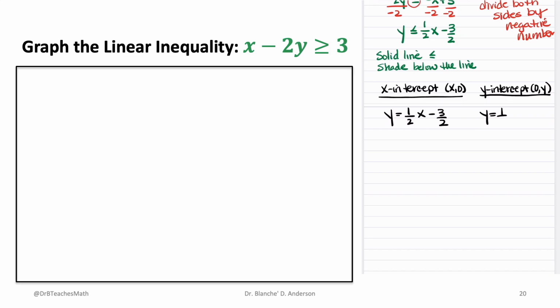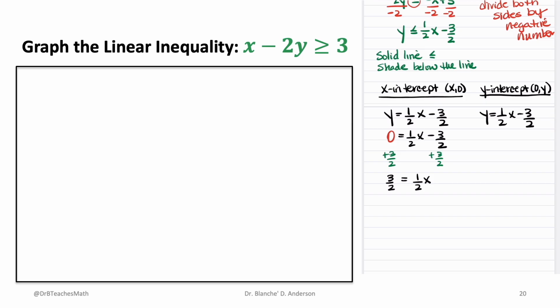Y equals 1/2 x minus 3/2. So on this particular side, y is going to be 0. So I have 0 equals 1/2 x minus 3/2, right? So I'm going to add 3/2 on both sides. 3/2 is equal to 1/2 x.